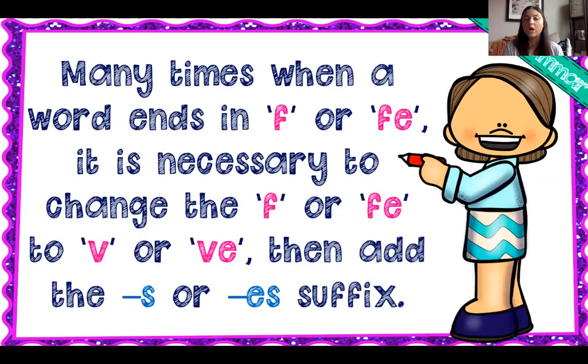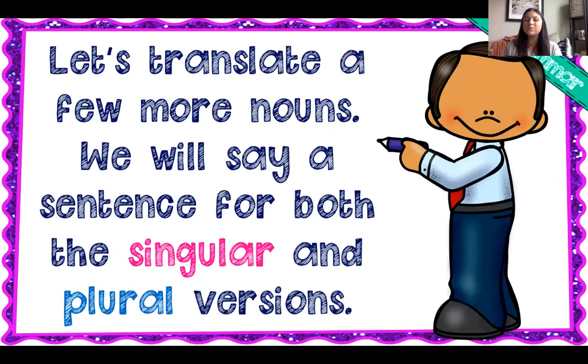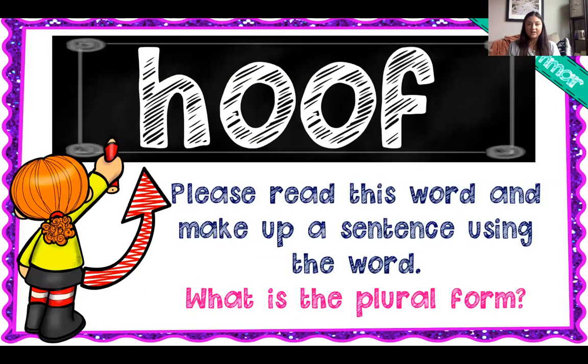Many times when a word ends in F or F-E, it is necessary to change the F or F-E to V or V-E and then add S or E-S. So we're going to take off the ending and either add S or ES. We'll see this in words like knife. It ends in FE. I have to take off the FE and change it to VES to make the word knives. All right, let's translate a few more nouns. We will say a sentence for both the singular and the plural nouns.